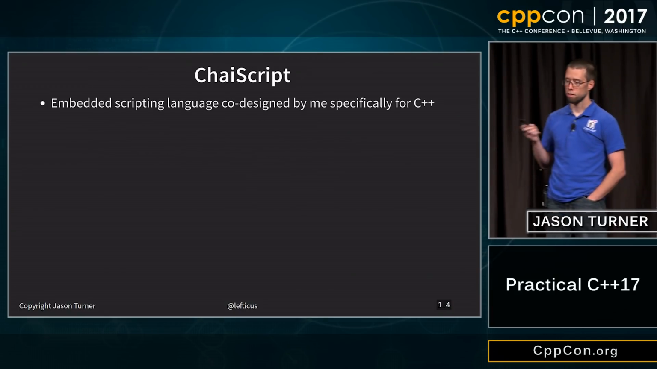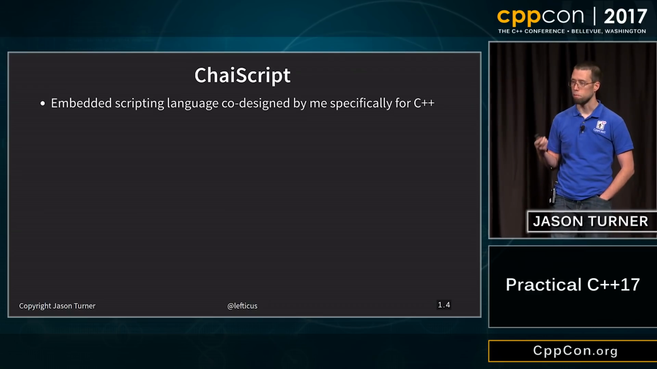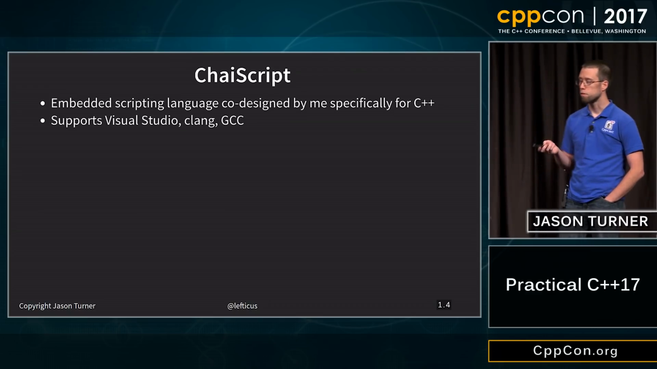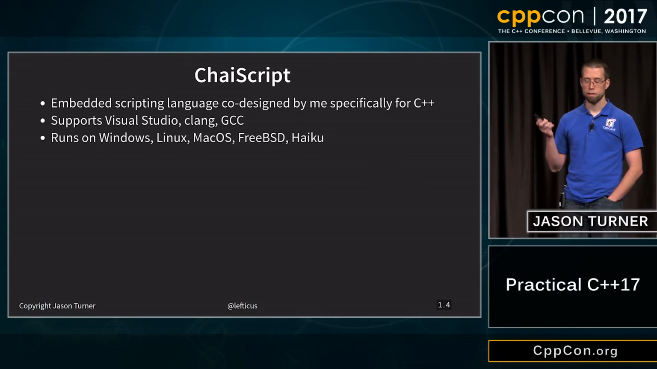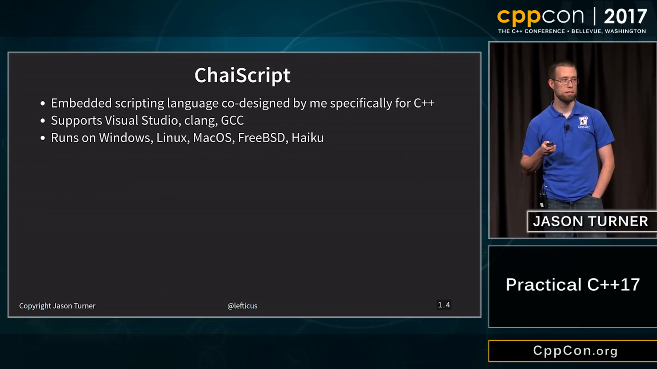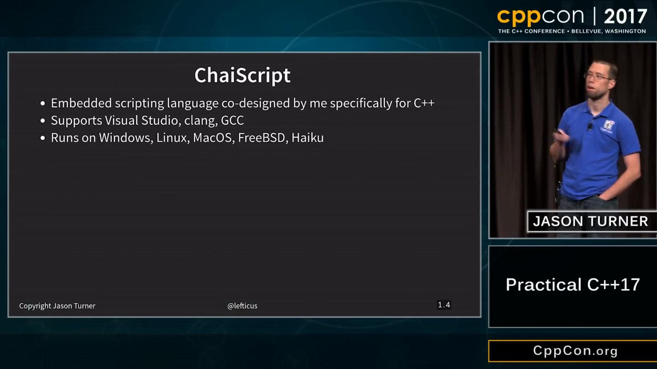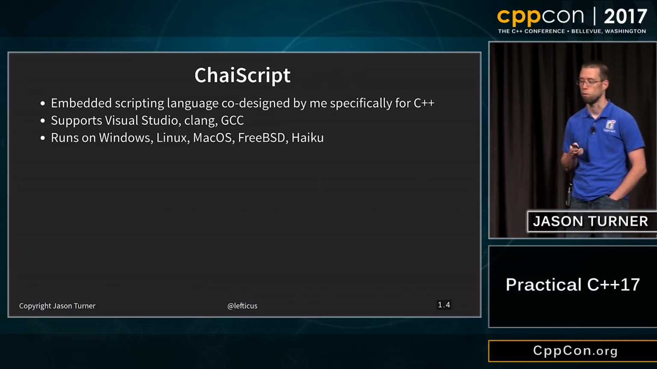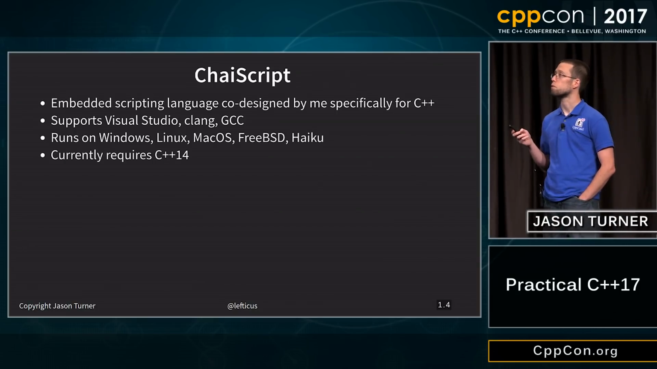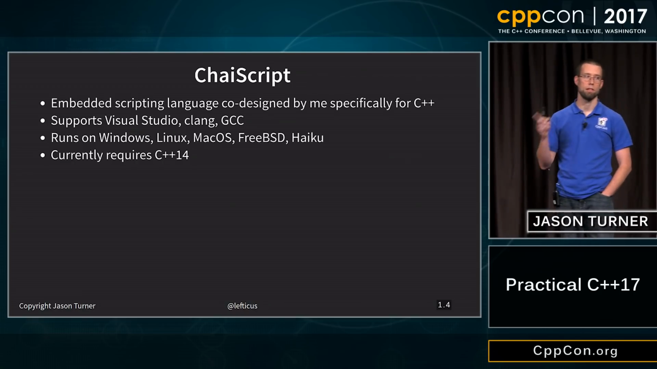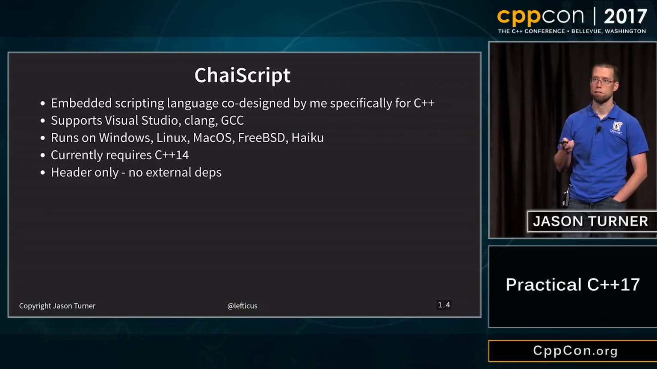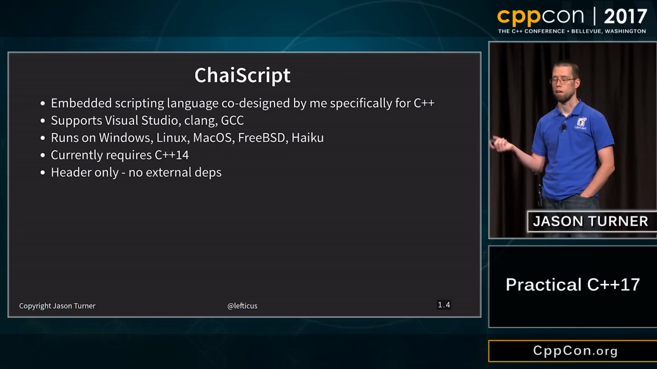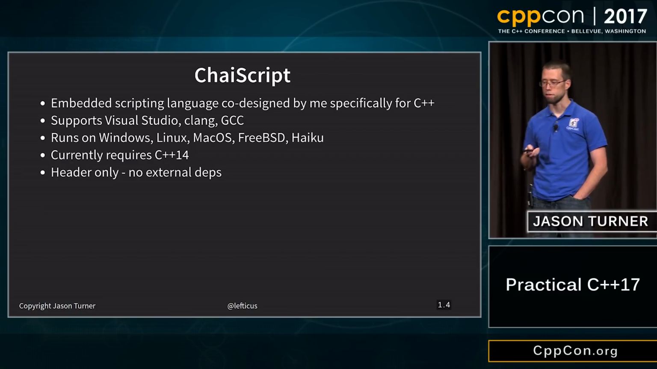ChaiScript is an embedded scripting language that was co-designed by me specifically for embedding in C++. It supports Visual Studio, Clang, and GCC. It runs on Windows, Linux, and Mac OS, and I have ported it and improved it for FreeBSD and Haiku, which is a little esoteric, but I wanted to prove that it had the portability that I wanted it to have. It currently requires C++14, which is part of what this talk is about. This is my experience porting it to C++17. It is header only with no external dependencies, except you have to have the dynamic loader for your operating system. So if you're compiling, you might have to do -ldl. That's an operating system thing, not my problem.